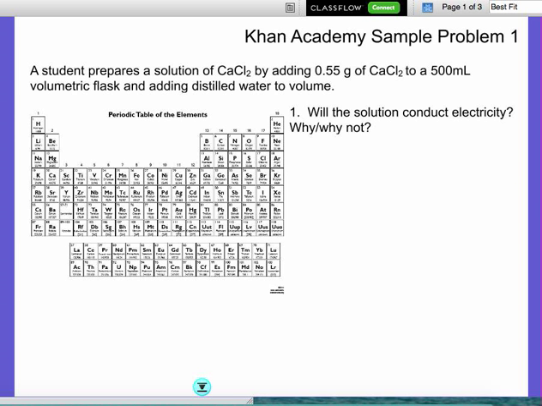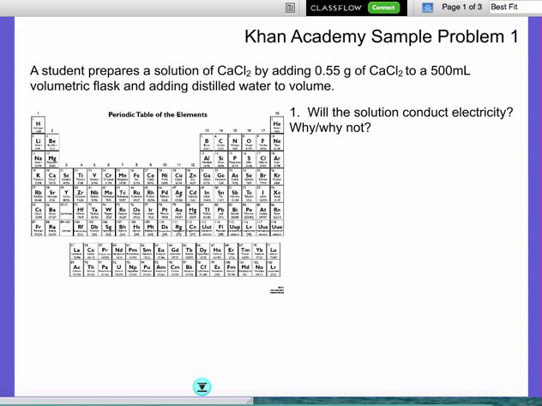Let's look at some example problems. A student prepares a solution of CaCl2, or calcium chloride, by adding 0.55 grams of calcium chloride to a 500 milliliter volumetric flask and adding distilled water to volume. The first problem asks if the solution will conduct electricity.